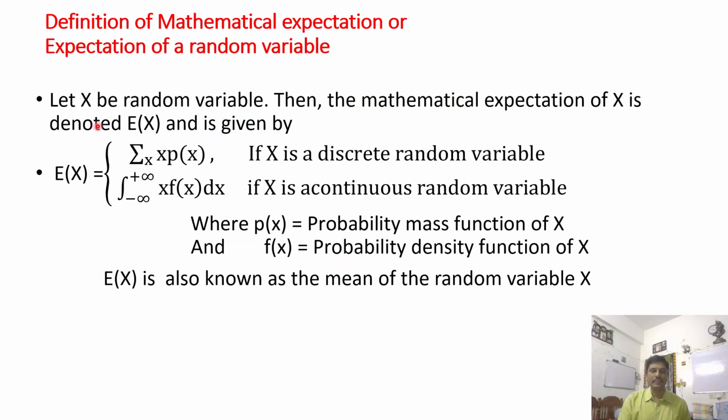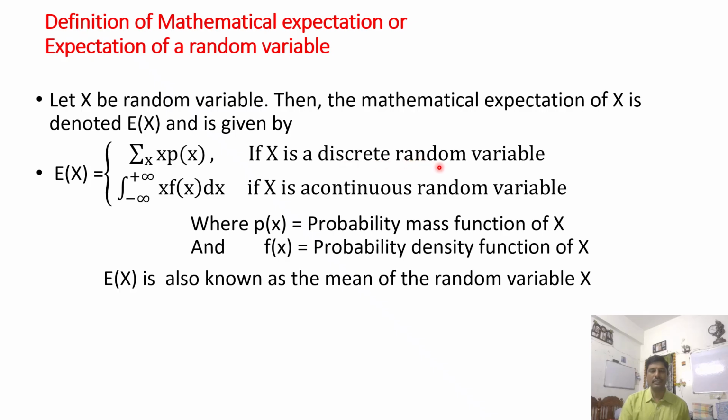Let capital X be a random variable, then the mathematical expectation of X is denoted by capital E of X. Capital X is nothing but a random variable. It is given by E of X equal to sigma x into P of x in the case of discrete random variable.